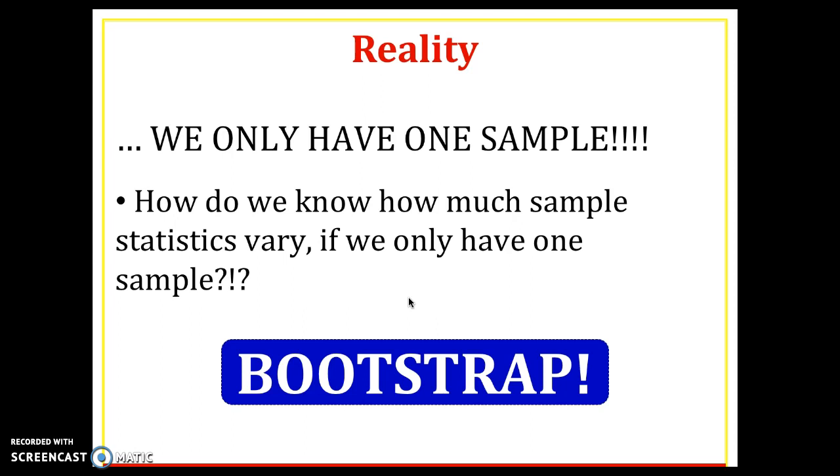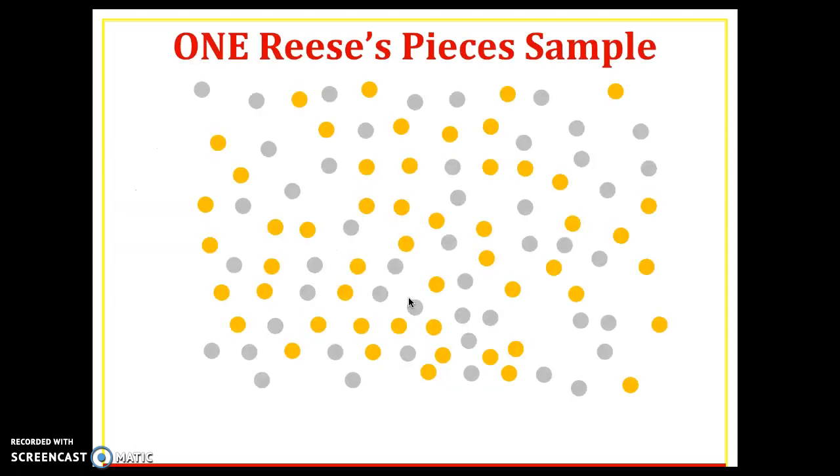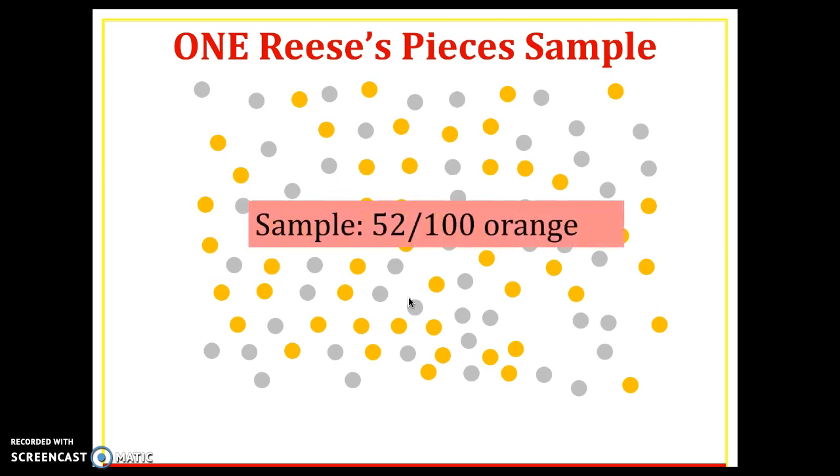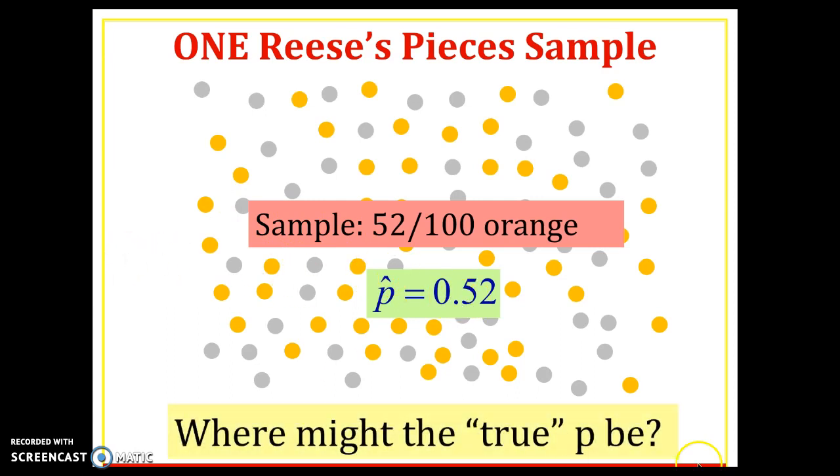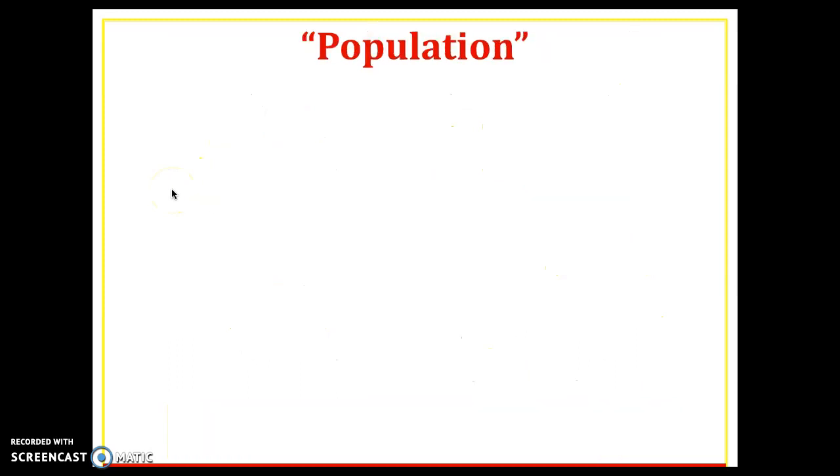All right, well, that's our new topic for section 3.3, the idea of taking a bootstrap. Hopefully you're not hungry because we're going to talk about Reese's Pieces. Let's say we have one Reese's Pieces sample. And there's 100 Reese's Pieces, and 52 out of those 100 are orange. So we get a p-hat of 0.52, a sample statistic. Well, where might the true p be, the actual true population parameter, the proportion of all Reese's Pieces that are orange?